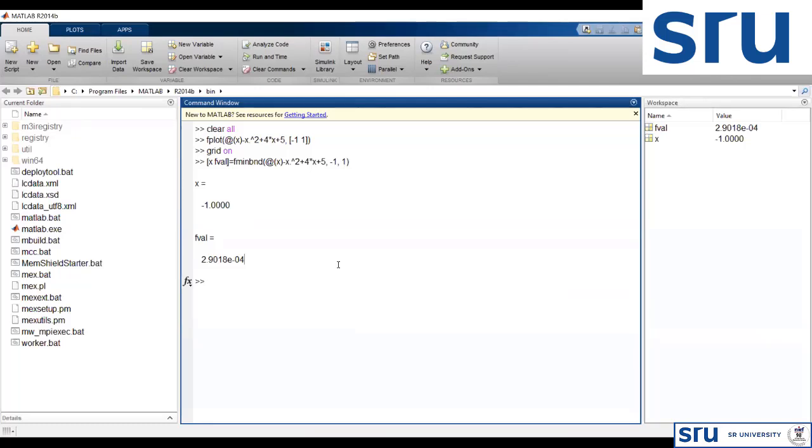This is how to find the minimum value of a function. Next example: 2x^4 plus 3x cube plus 4x square minus 5x plus 10. We'll discuss the next example. I will clear all. Now just plot.